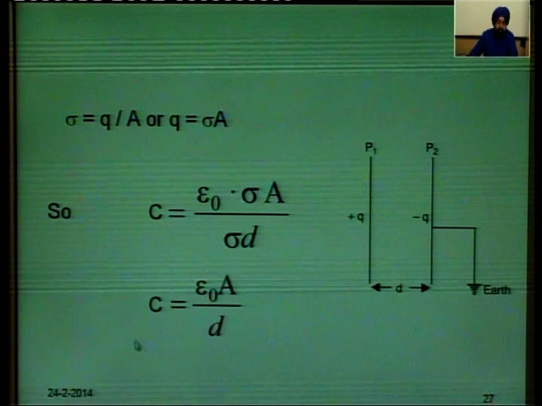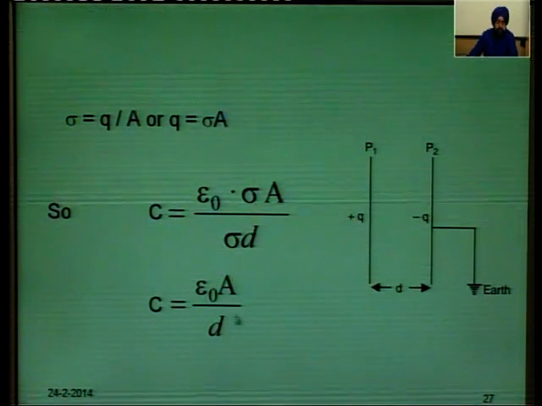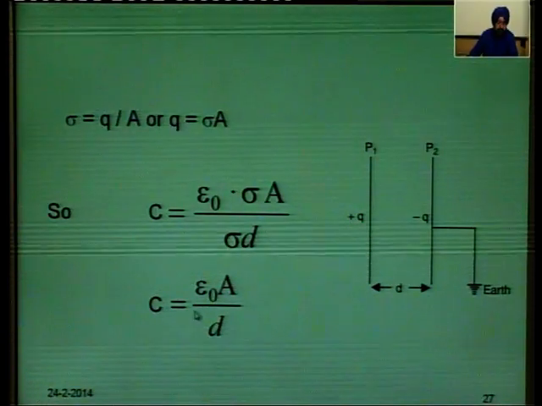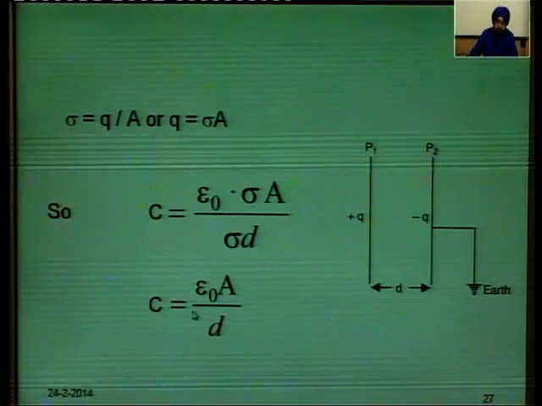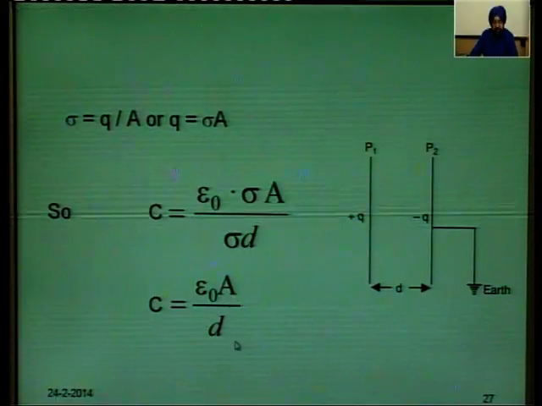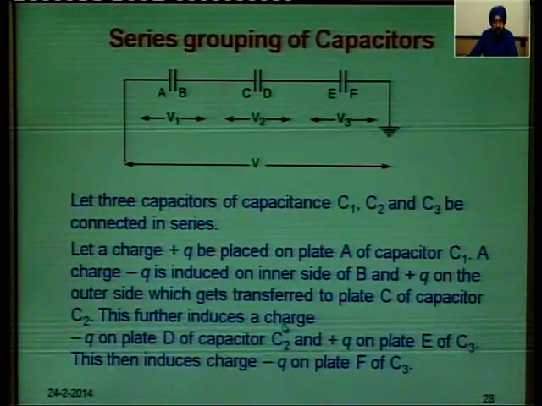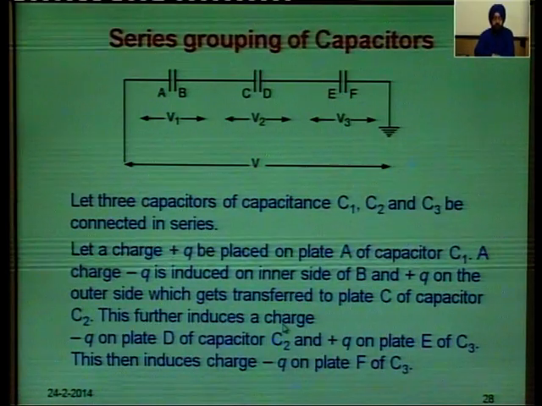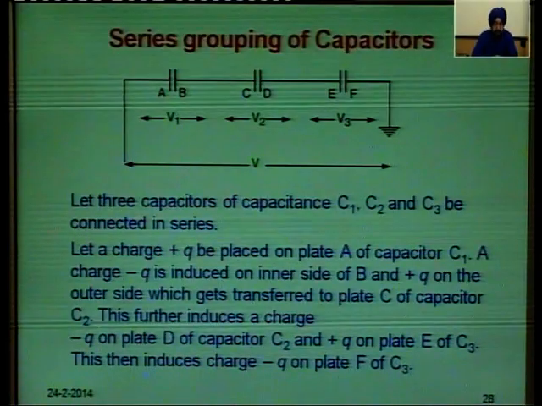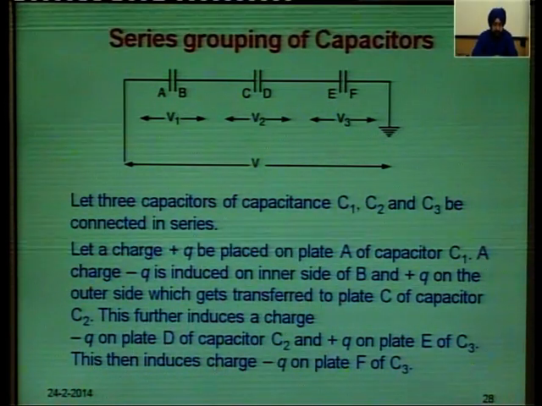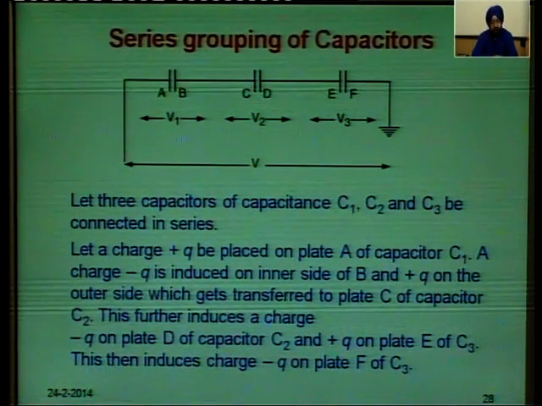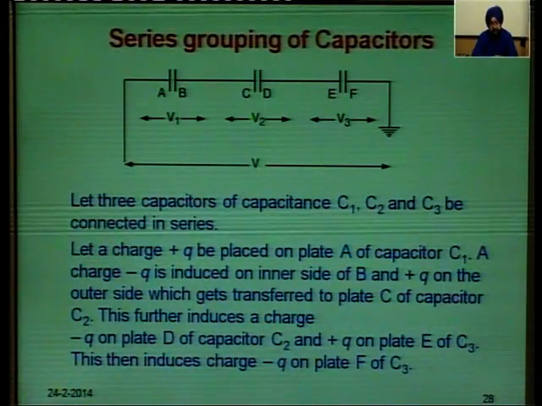So, capacitance of a parallel plate capacitor is given as epsilon naught, which is permittivity of free space, the value being 8.854 into 10 to the power minus 12, multiplied by area and divided by distance. This means capacitance depends upon area of the plates. You increase the area, capacitance increases, inversely proportional to the distance between the plates. Decrease the distance, the capacitance will increase, and also on the medium in between the plates.